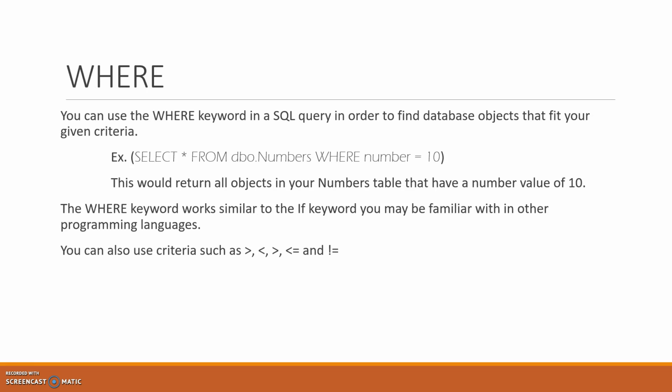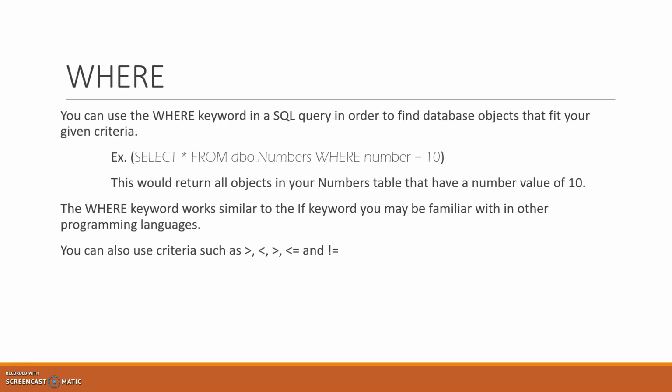Now we have the where keyword. You use the where keyword when you want to only return or only retrieve information that meets a specific criteria. So in my example, I have select all from dbo.numbers like last time. But now we have where number equals 10. So this is going to return all the numbers from the numbers table if the number equals 10.